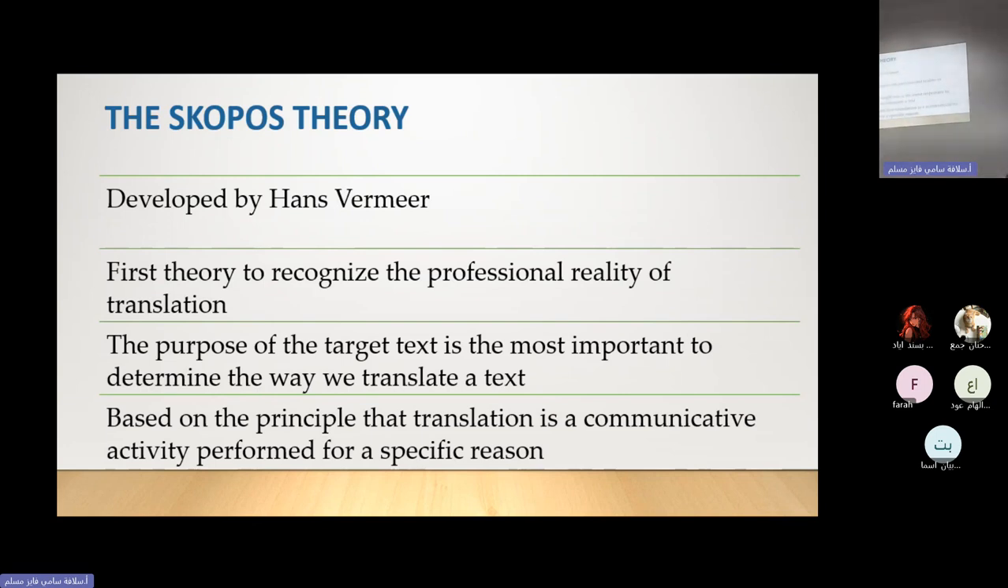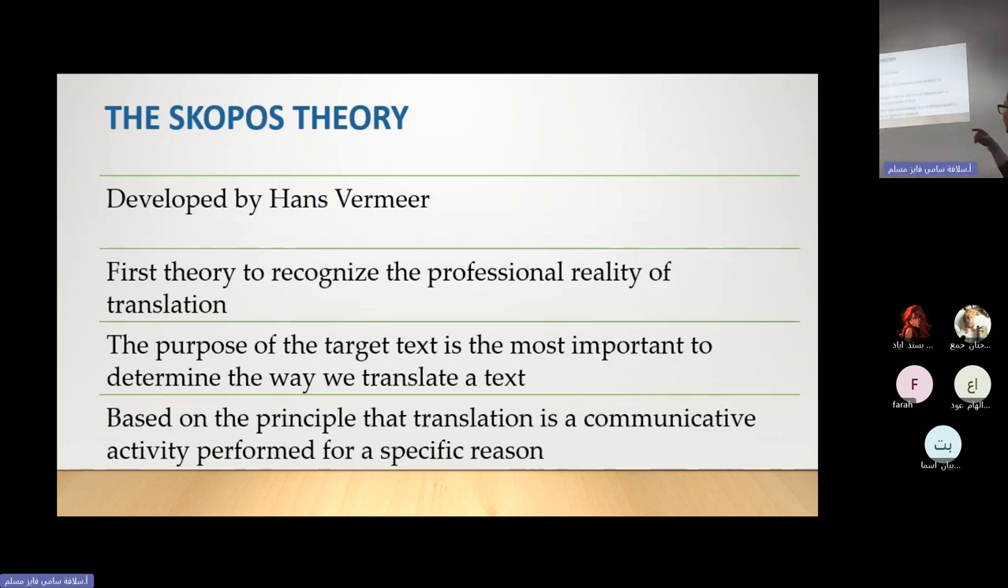What is the definition of Skopos theory? It says that the purpose, the goal of the text, is what determines the nature of the translation. It determines the way we translate a text, how we translate a text. So the goal, the purpose, okay? Based on the principle that translation is a communicative activity. Why is the goal the important thing? Because according to Skopos theory, communication is the way translation works.